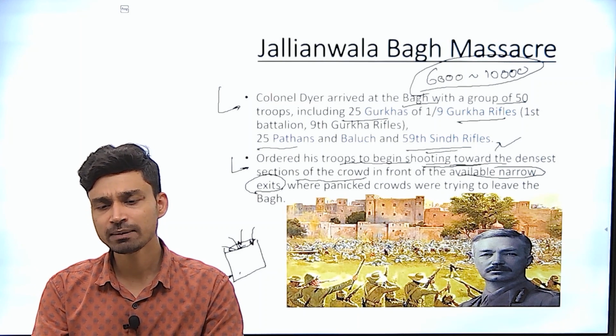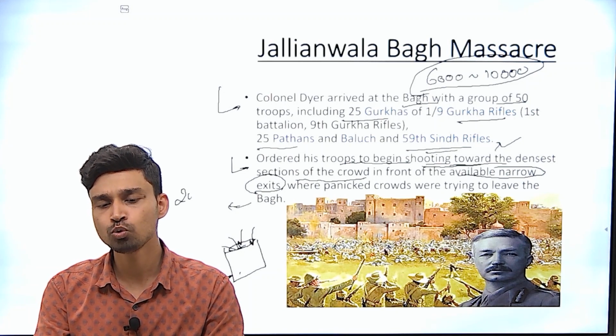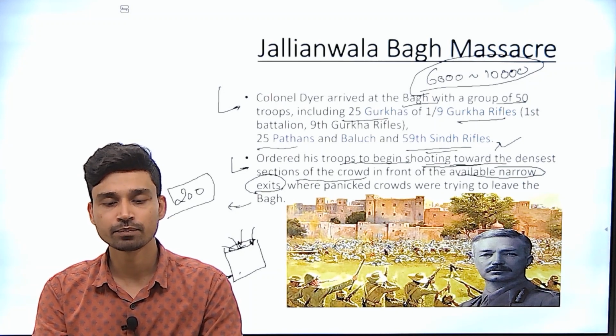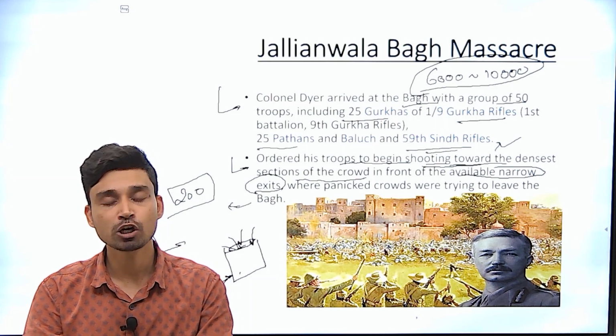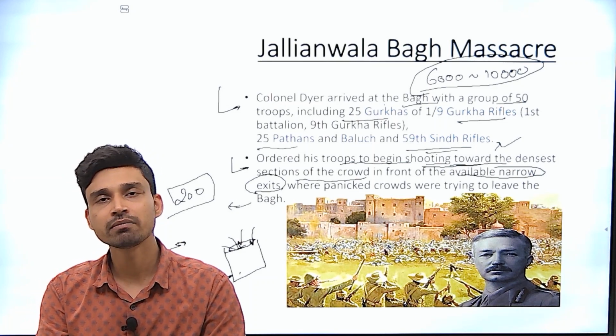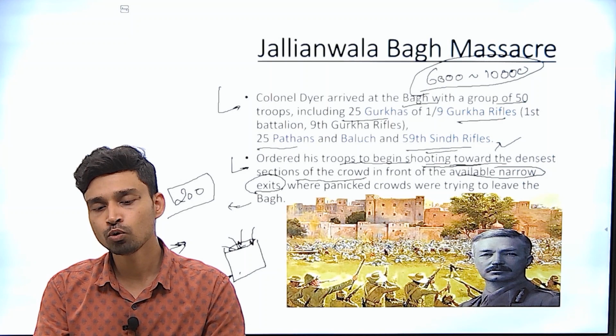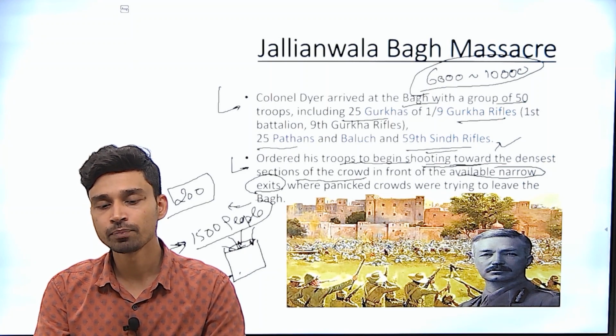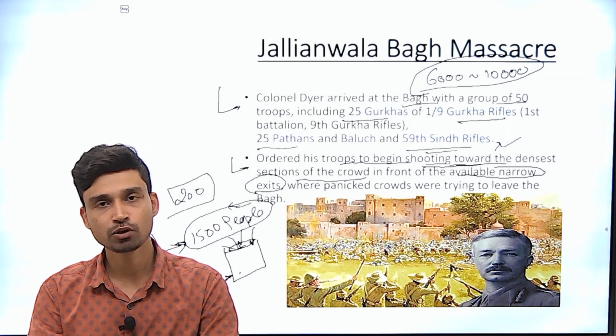This incident is called the Jallianwala Bagh Massacre, and as per the British government estimate, almost 200 people were killed in it. But the Indian National Congress was not convinced, and later an independent survey found that more than 1,500 people were killed due to this senseless act of General Dyer.